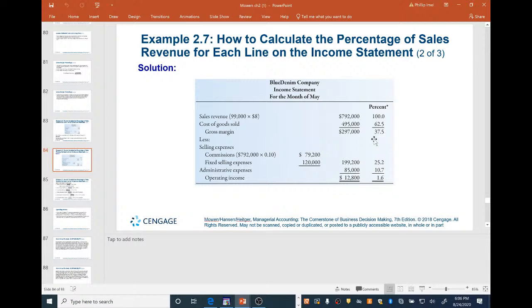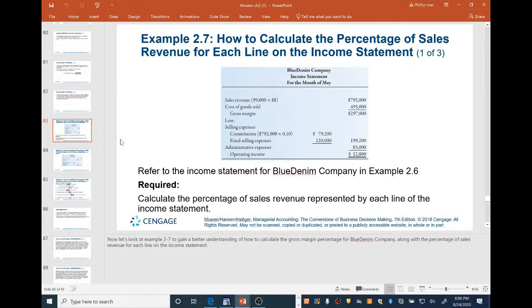So what does that 62.5% mean in relation to sales revenue? It's telling us that out of the total sales revenue, we've already absorbed 62.5% of it just within the cost of our goods sold. Therefore, we only have 37.5% left as gross margin, based upon the percentage of sales. So it would be 495 divided by 792.